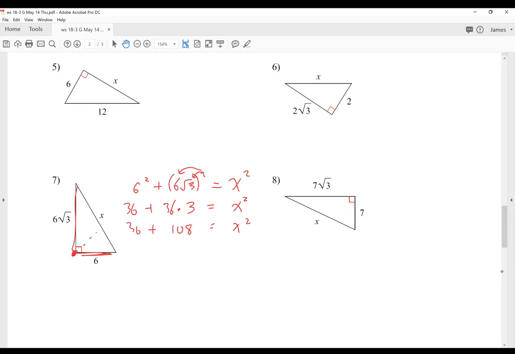108 plus 36 is 144. Well, what do you know? Square root it, and you're going to get x is 12. That fits our pattern, 6, 6 times 2, and 6 times square root of 3.